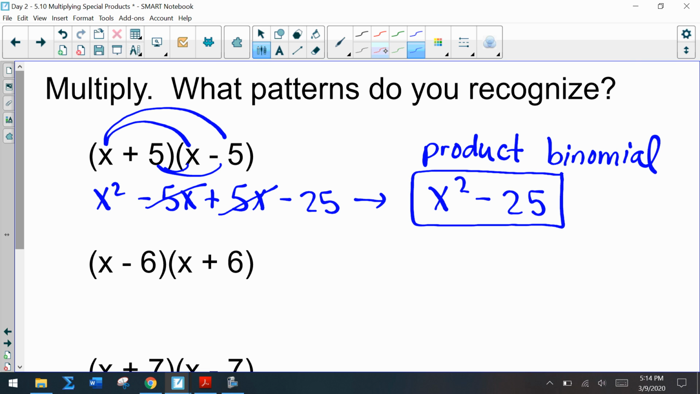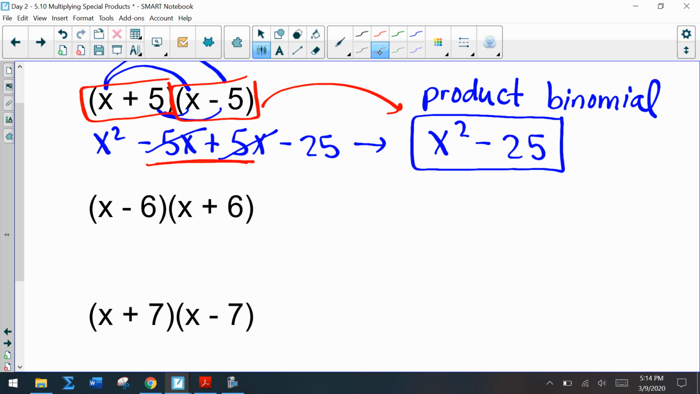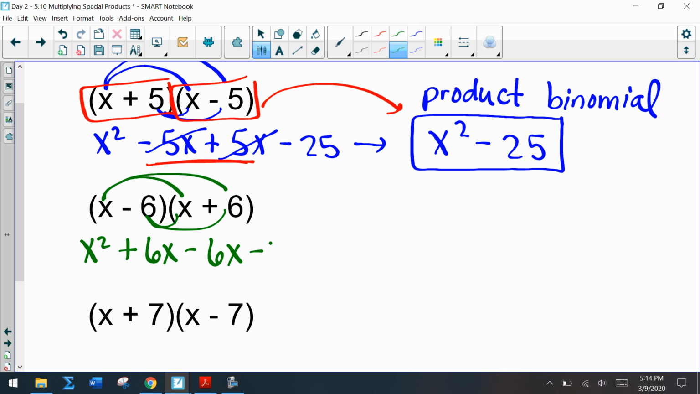So your factors were binomials. Each of these were your factors. And then when you multiply them, it gives you your product. So it's kind of nice because these middle terms cancel out. And let's keep seeing what happens. So let's try these next two. If we multiply our first terms, we get x squared, outer terms plus 6x, inner terms minus 6x, last terms minus 36. So what happens to those middle terms again? They cancel out. And now, again, we're left with x squared minus 36.